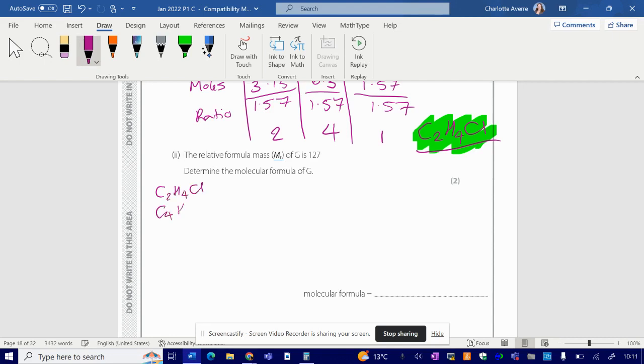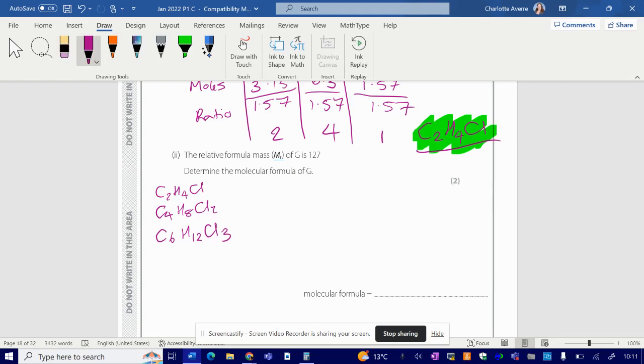It could be C4H8Cl2. It could be C6H12 and Cl3. Sorry, that would be Cl3. Could be anything. Okay. However, we need to know what it actually is.